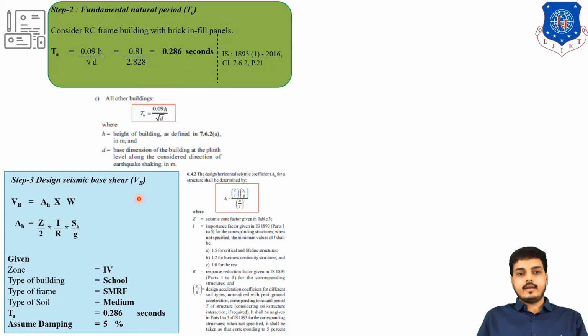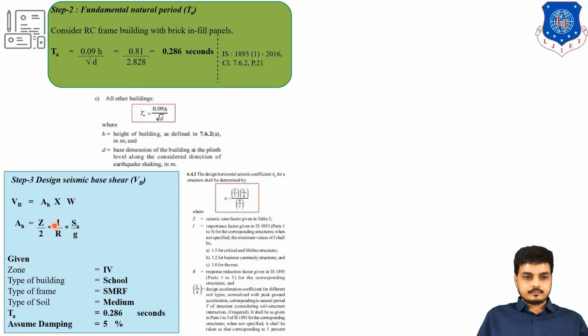So the next step is finding out VB. For VB, we need to find out Ah into W. We have already found W in step number 1. Now we are proceeding towards Ah. The formula of Ah is Z by 2 multiplied by I by R multiplied by Sa by g. What all the terms are, we have already understood in the previous session. Z is the zone factor, I is the importance factor, R is the reduction factor, and Sa by g is the factor for the soil. Now Z, I, R, Sa by g we will find out step by step.